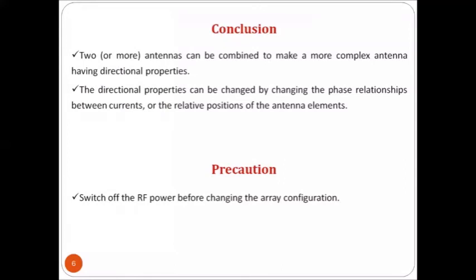As a conclusion, we can say that two or more antennas can be combined to make a more complex antenna having directional properties. The directional properties can be changed by changing the phase relationship between currents or the relative positions of the antenna elements. The application of such an antenna array is in direction finding. As a precaution, switch off the RF power before changing the array configuration.